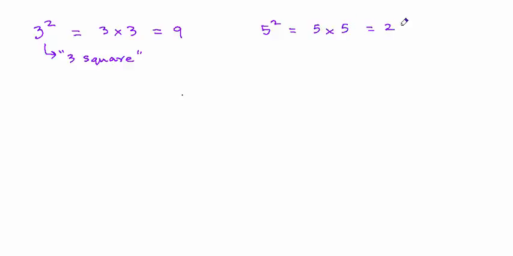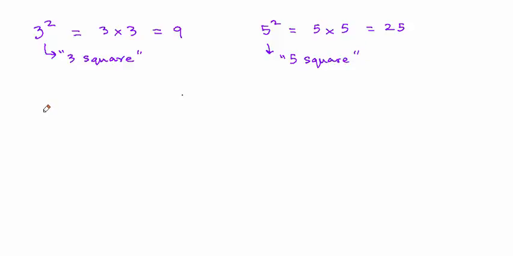Recall that when a number is represented in exponent form and the power is 2, we call that a square. For example, 3 raised to the second power, which is nothing but 3 times 3, which is equal to 9, is also called 3 squared. Similarly, 5 raised to the second power, which is 5 times 5, that's equal to 25, is called, you guessed it right, 5 squared.